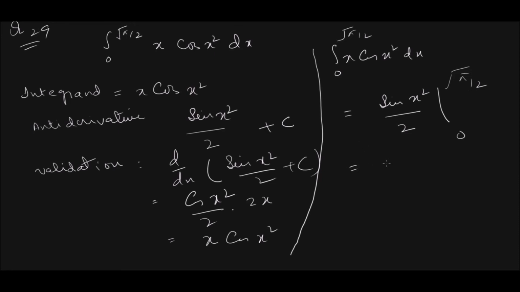And this is equal to sine of under root pi by 2 whole square, which is pi by 2. So sine pi by 2 minus sine 0, and the whole divided by 2. And this is equal to, sine pi by 2 is 1 and sine 0 is 0. So 1 by 2 is the answer. Now this is how you can do all the questions from 29 to 32.